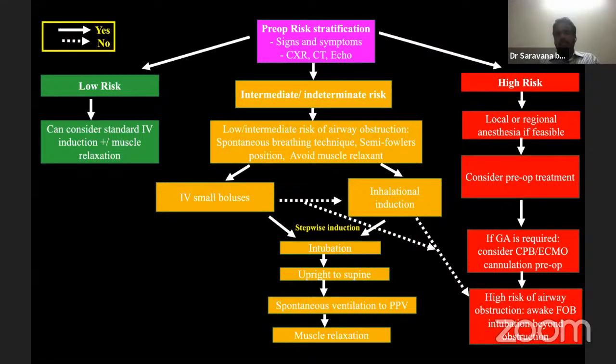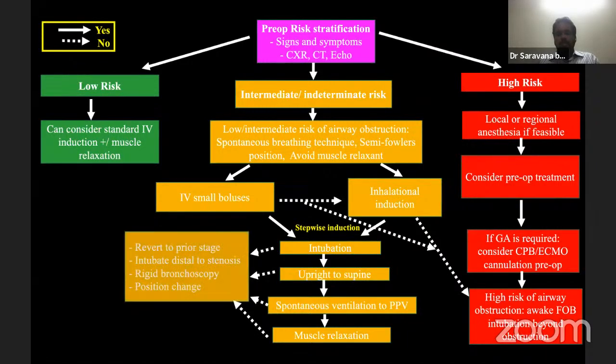These intermediate or indeterminate risk patients are more difficult to manage, because although clinically and X-ray wise they may look better, after induction they may crash like anything. So at any of these stages, if you feel any difficulty, revert to the prior stage of maintaining spontaneous ventilation. And if there is a need, you have to intubate distal to the stenosis. One most important thing is we should have a good bronchoscopist nearby. Do a rigid bronchoscopy immediately and lift the mass up, and jet ventilation through the bronchoscope can be done.